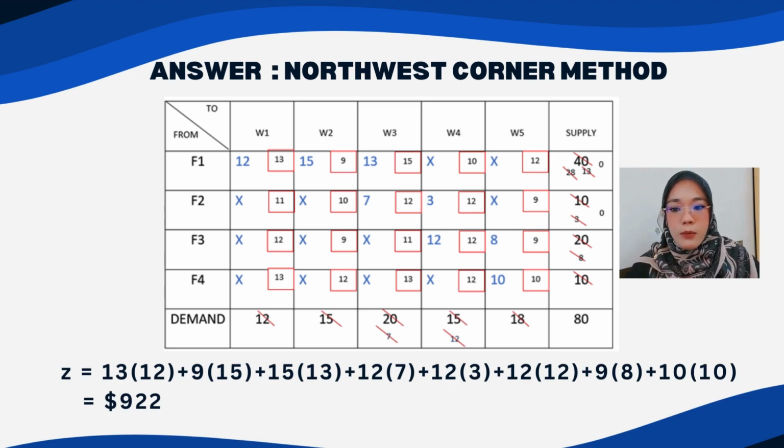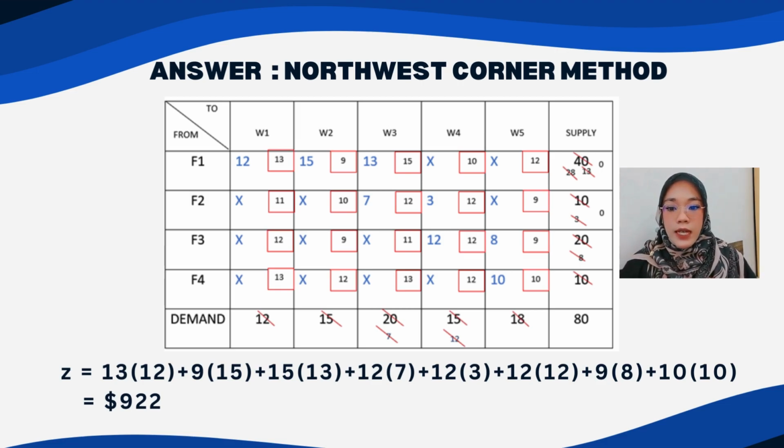For the northwest corner method, we start from the top left of the table, which is the first column of warehouse 1 and the first row of factory 1. The demand shown for warehouse 1 is 12 units and it can be completed by getting supply from factory 1 because factory 1 has a supply amount of 40 units. So warehouse 1 will not get any supply from other factories.